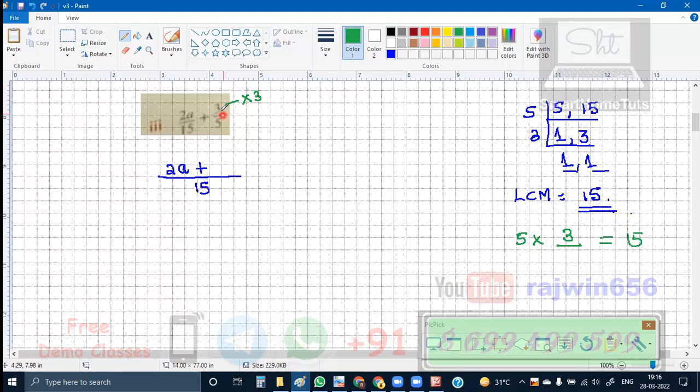So 3 multiplied by 3 over here is 9. I'm repeating all the steps. First I have taken the LCM, which is 15. I write 15 over here in the denominator. Here 15 only is there, so the same term is going to come over here, which is 2a. Then 5 multiplied by which number gives me 15? 5 multiplied by 3 gives me 15. This 3 I'm writing here. 3 multiplied by 3 is 9. This is your final answer.